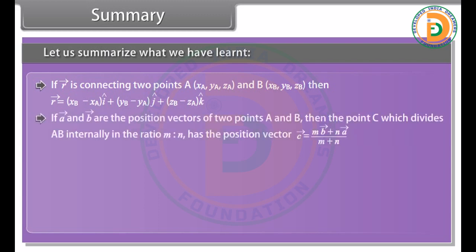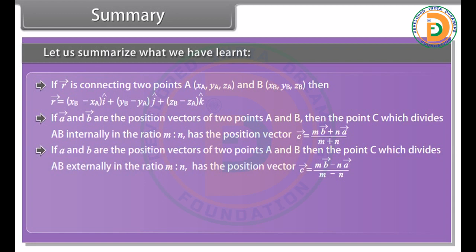If vector A and vector B are the position vectors of two points A and B, then the point C, which divides AB internally in the ratio m:n, has the position vector: vector C equals (m into vector B plus n into vector A) by (m plus n).